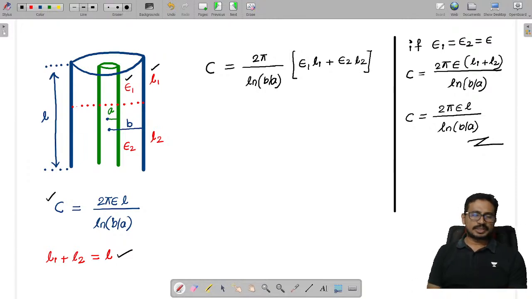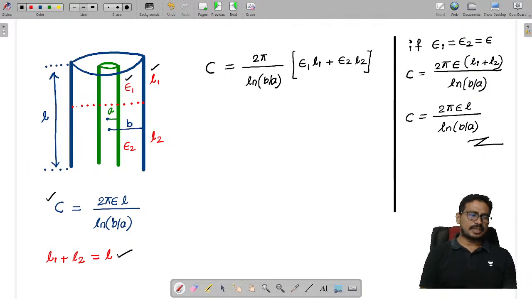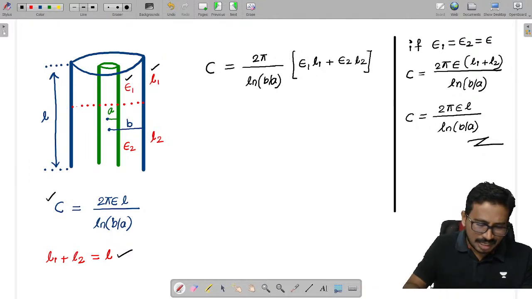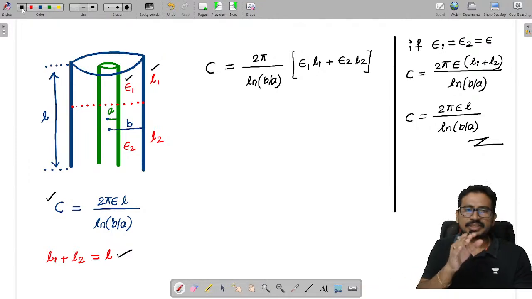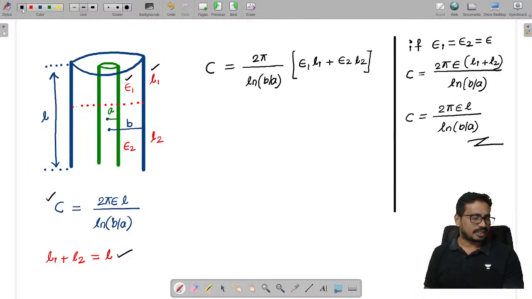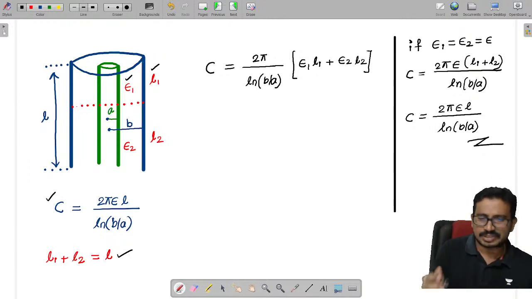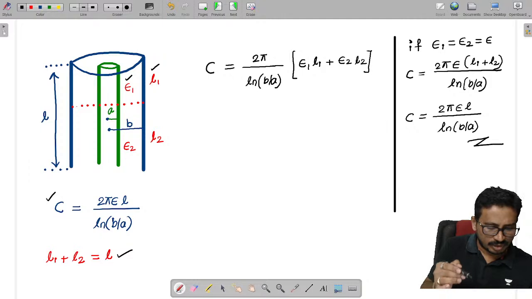What type of connection can I say, a series connection or parallel connection? We discussed yesterday how to identify series and parallel connections. Look here, now we have a cylinder, and you tell me.